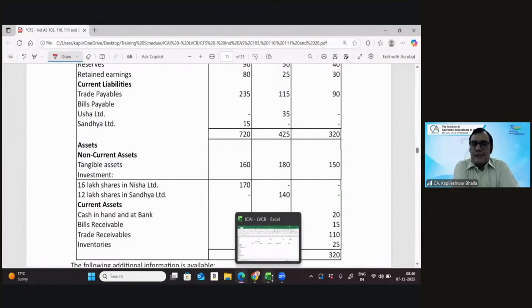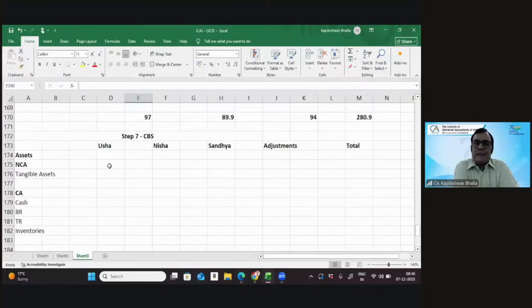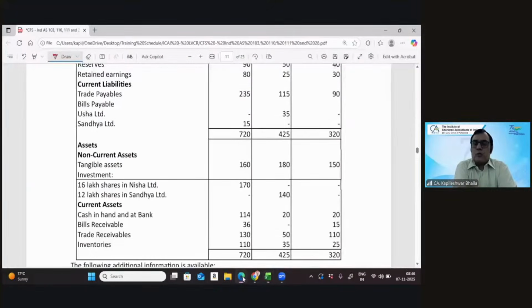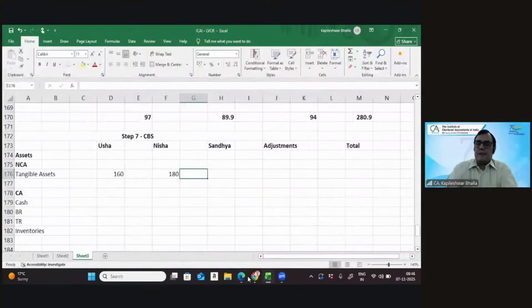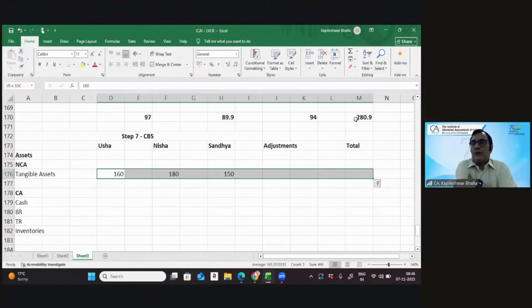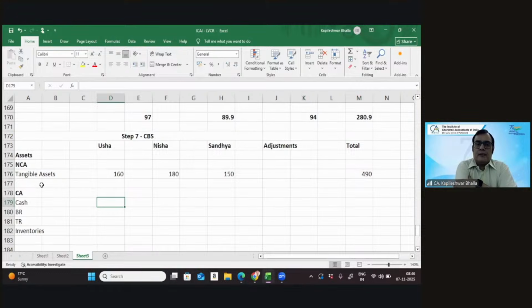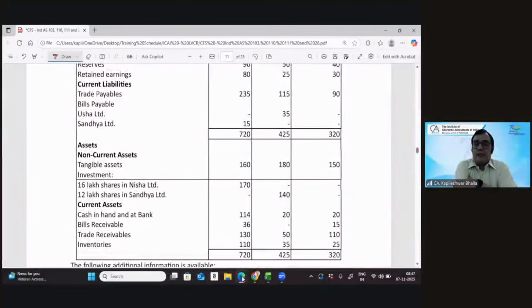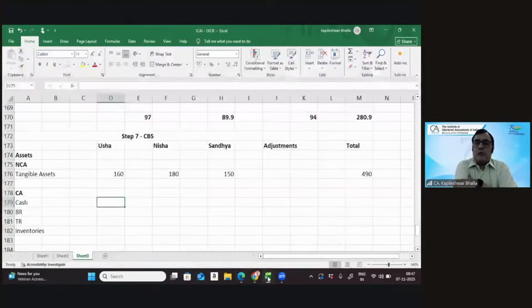So the tangible assets: this is 160, this is 180, and this is 150. No adjustments, no fair value adjustments, nothing. It comes to 490. Then there is no goodwill. So let's take the cash. This is 114, 20, 20.